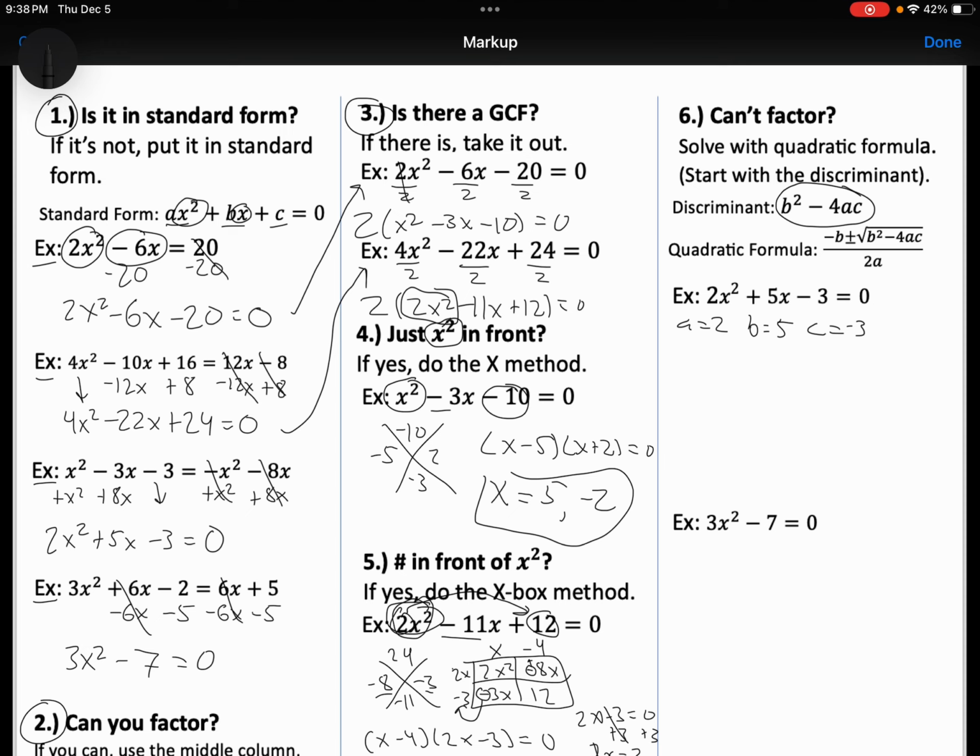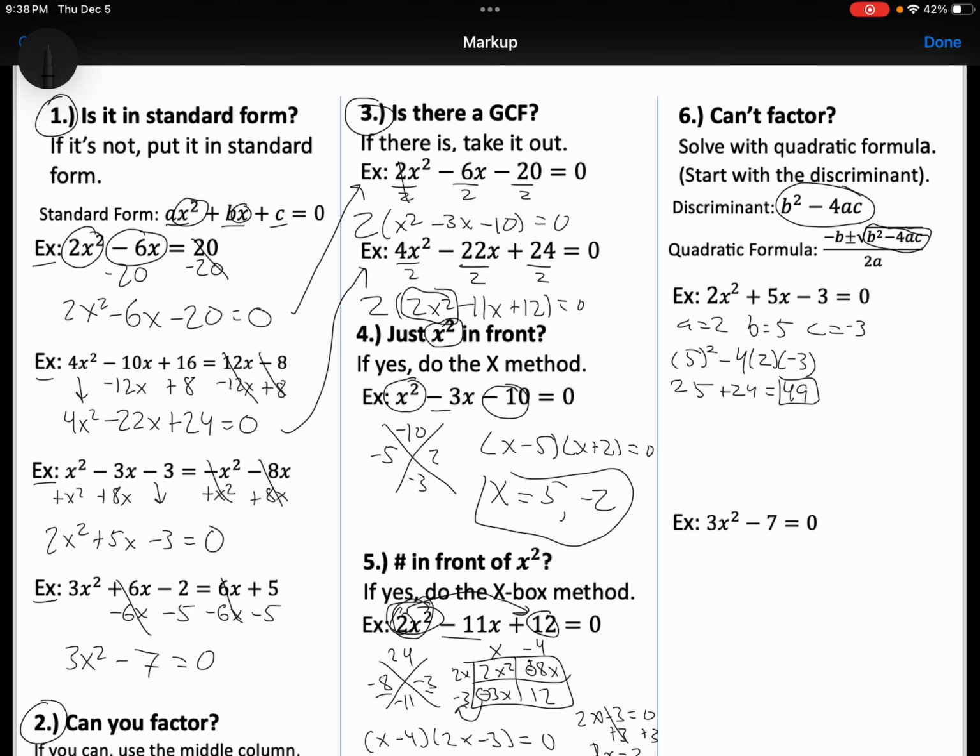The discriminant would be 5 squared minus 4 times 2 times negative 3. 5 squared is 25. Negative 4 times 2 times negative 3 would be 24. And 25 plus 24 is 49. So 49 is my discriminant. We're going to use that to put it into this quadratic formula. What goes underneath the square root is the discriminant.